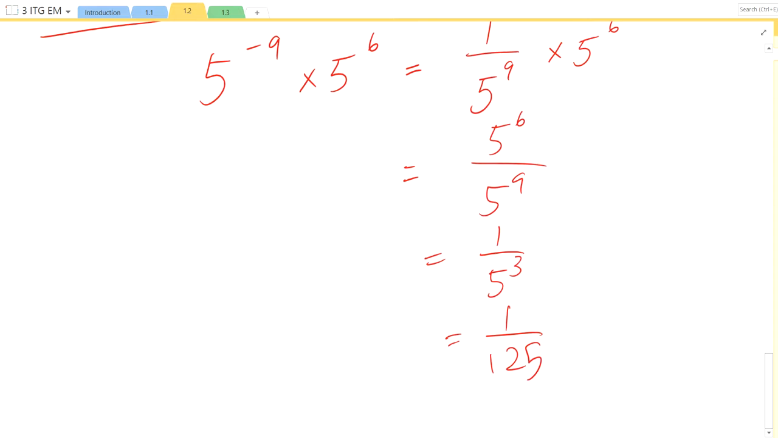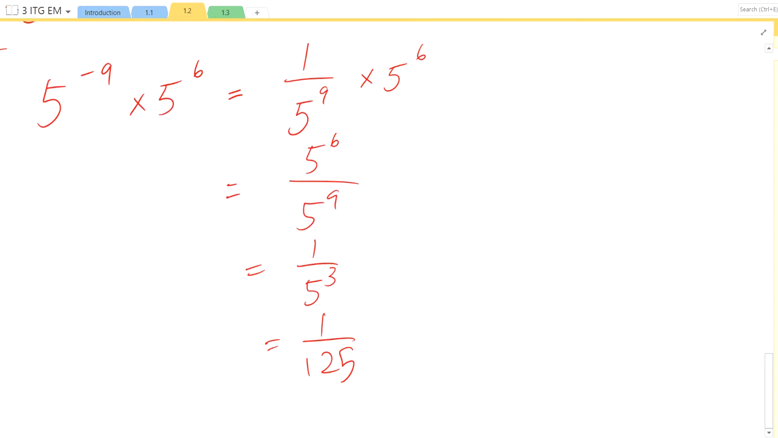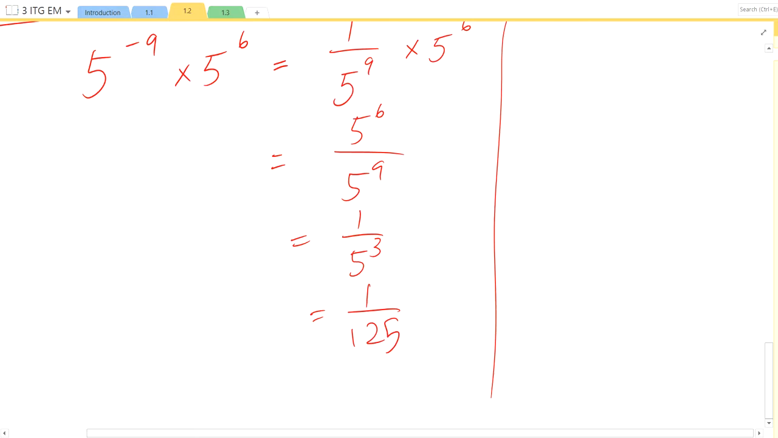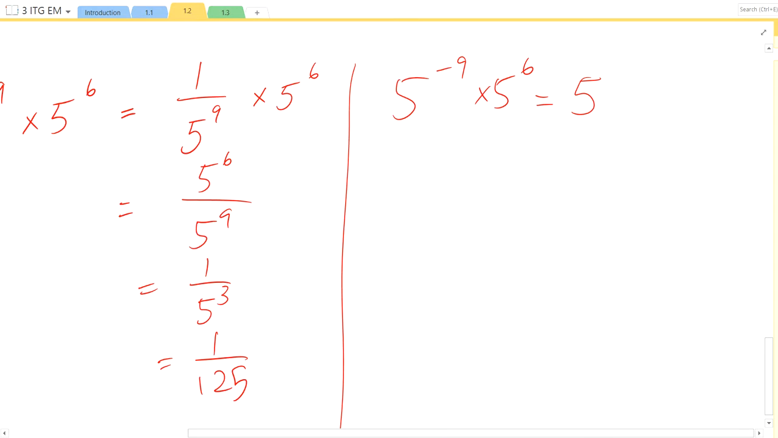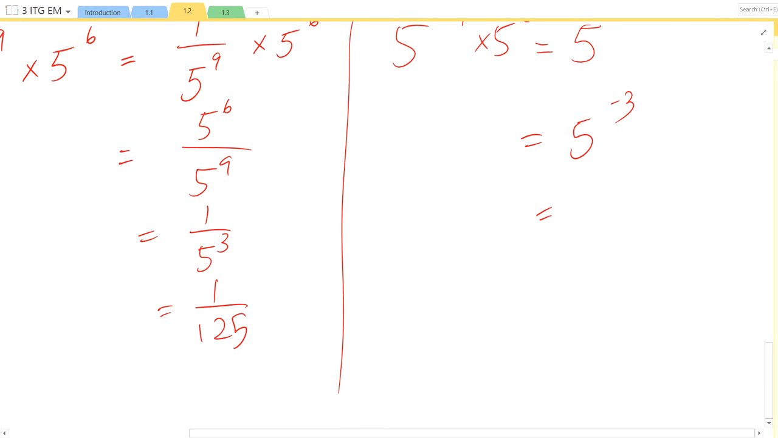Is there another way of doing it? Can I have another way? Slowly, one person, please. Negative 9 plus 6, so I get 5 power negative 3. And then 1 over 5 power 3, which is 1 over 125. Yeah, that's it. Easy? It's meant to be easy. We are all doing Chapter 1 only.